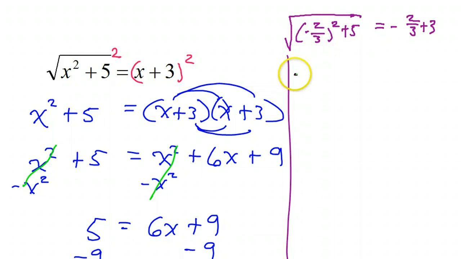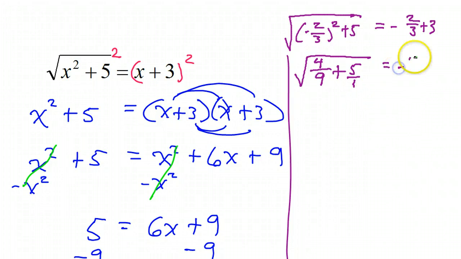So when you square this, let's see what's going to happen. First of all, when you square something negative, it turns positive. So forget about the negative sign. 2 squared is 4, and 3 squared is 9. So this becomes 4/9 plus 5. You could think of this as 5/1. And we have negative 2/3 plus, and this is like 3/1. But we need like denominators. So in here we need both of these to be 9. Over here we need both of these to be 3.